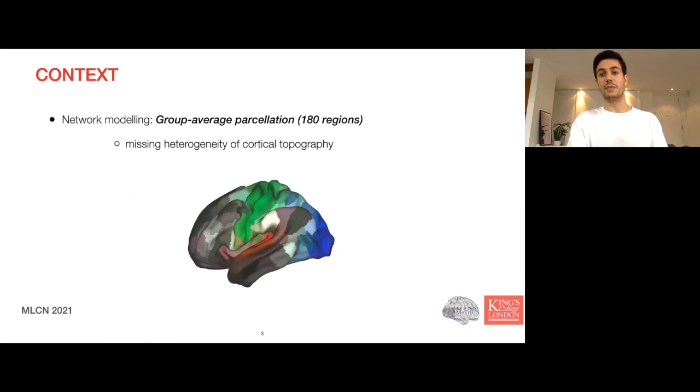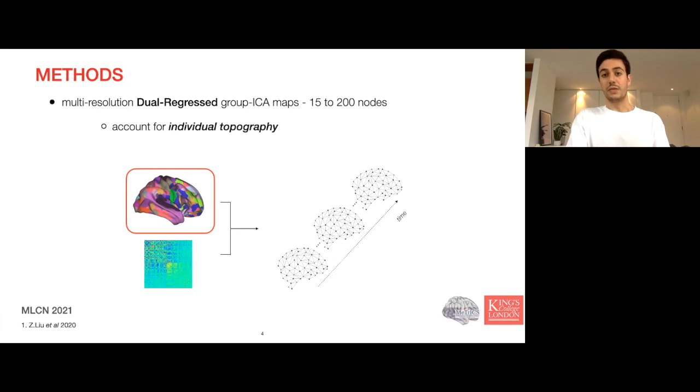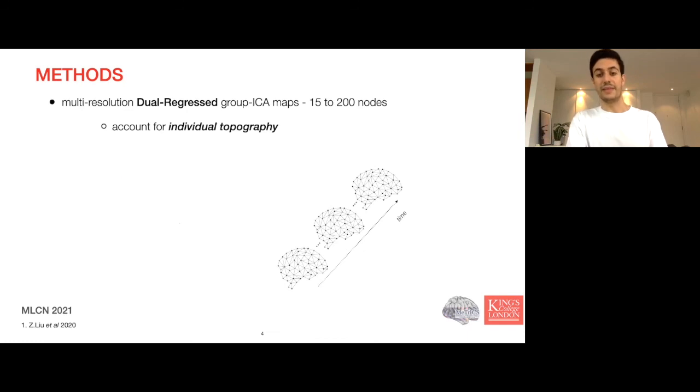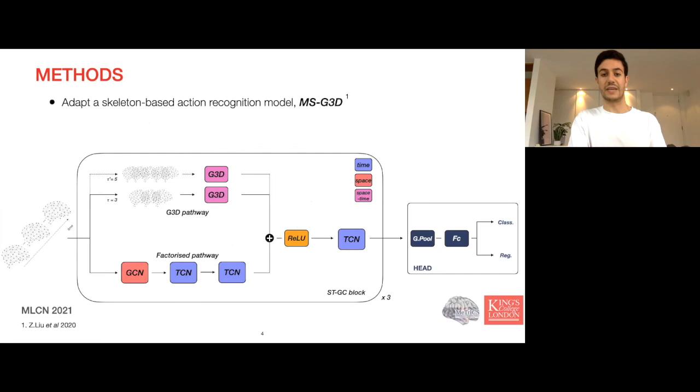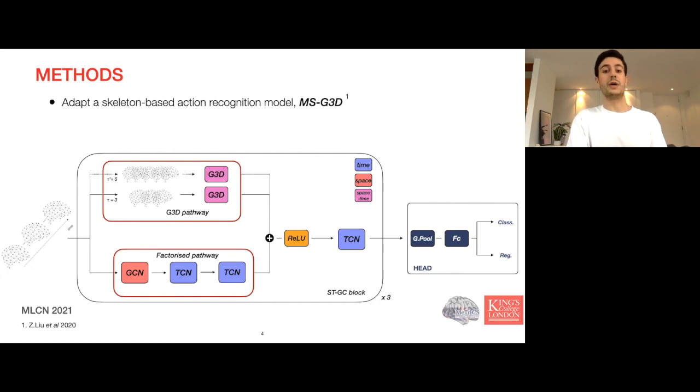Additionally, network modeling is usually based on group average anatomical or functional parcellation of the brain, missing the individual heterogeneity of cortical topography. To mitigate those issues, our method takes into account subject specificity by building graph sequences using multi-resolution spatial group ICA maps that propagate a group parcellation at the individual level. Then we adopt a deep learning method developed for skeleton-based action recognition, MSG3D, that extracts powerful spatial-temporal features. The model is made of 2 paths, one extracting long-range spatial and temporal dependencies, and the second one applying a newly designed 3D graph operation for spatial-temporal feature aggregation.